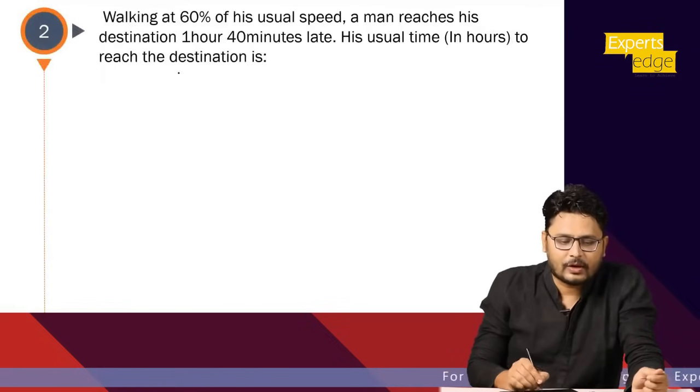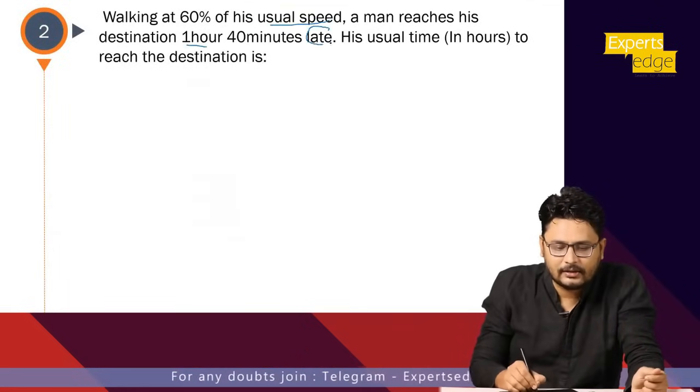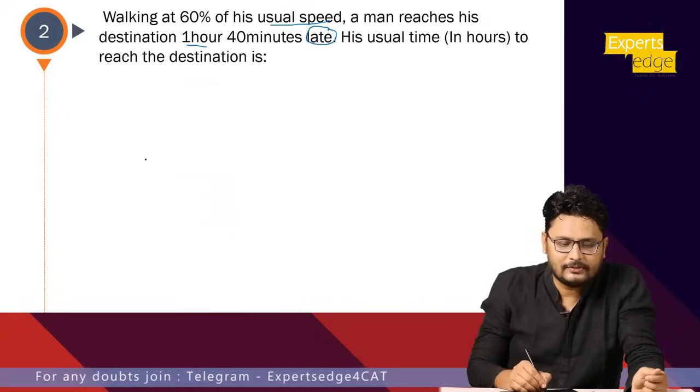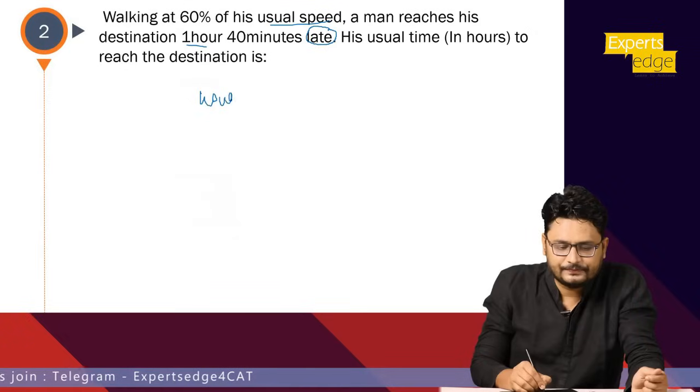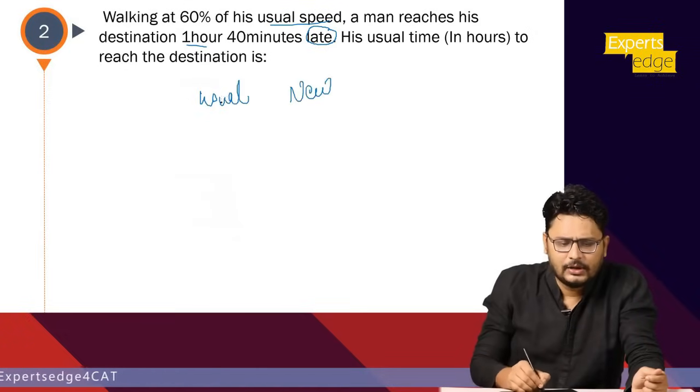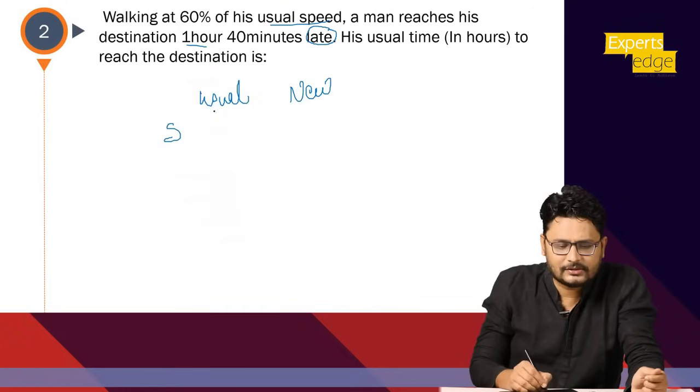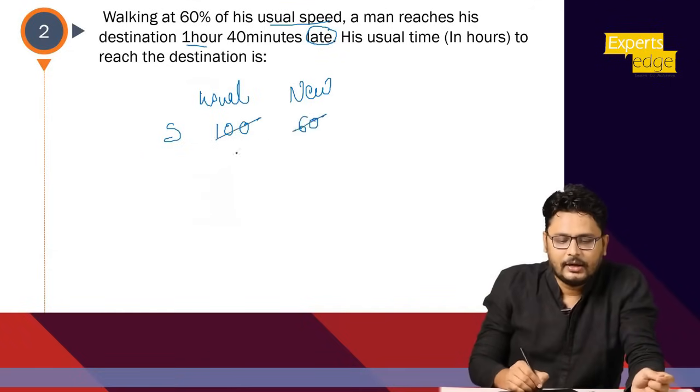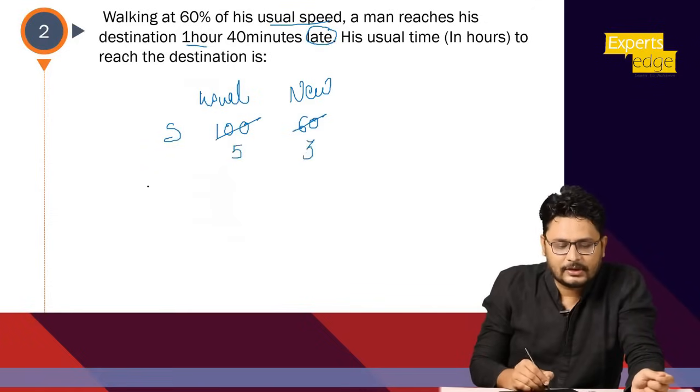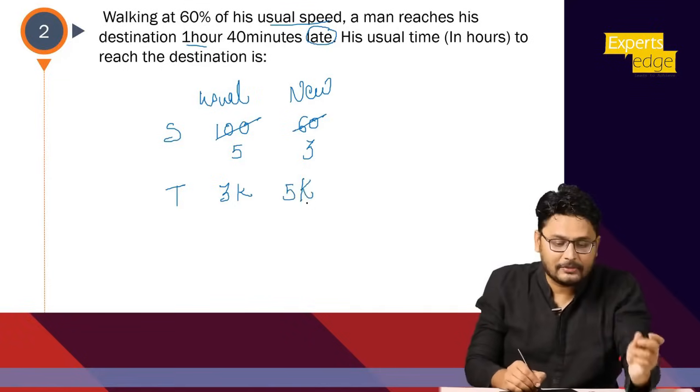So what it says: walking at 60% of his usual speed, a man reaches the destination 1 hour 40 minutes late. Late again indicates what? Nothing but the difference. So if I take the usual and this particular thing as new, 60% of the speed: if the original speed is 100, the new speed is 60. So 60 and 100, so it would be nothing but 3:5. What is the ratio of time? It would be nothing but 5k and 3k, right? So if earlier he used to take 3k time, now he is taking 5k time.